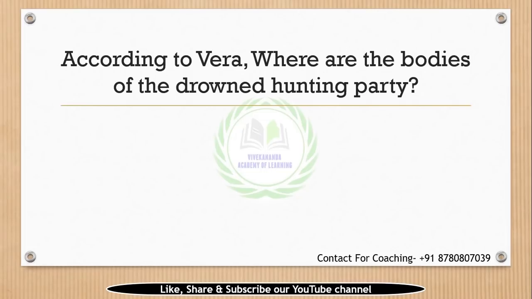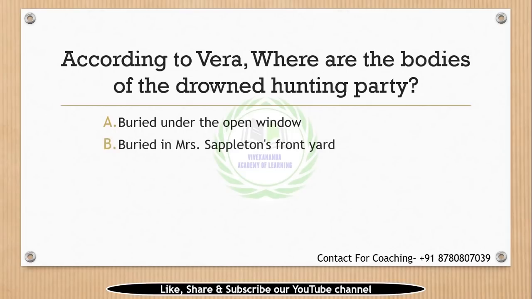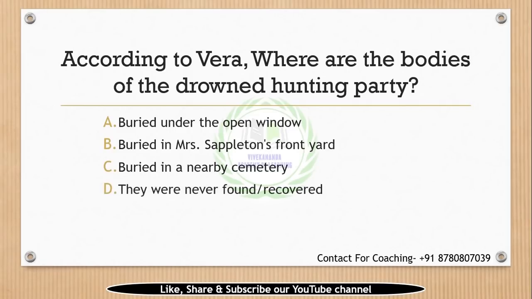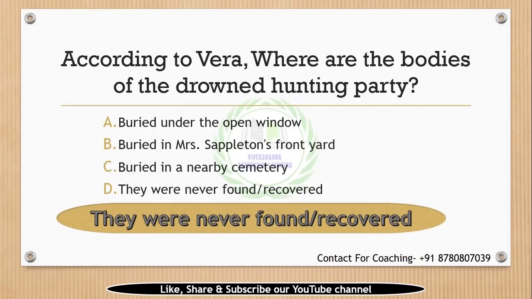Next question is, according to Vera, where are the bodies of the drowned hunting party? Options are A. buried under the open window, B. buried in Mrs. Shackleton's front yard, C. buried in a nearby cemetery, D. they were never found or recovered. So the correct answer is, they were never found or recovered.